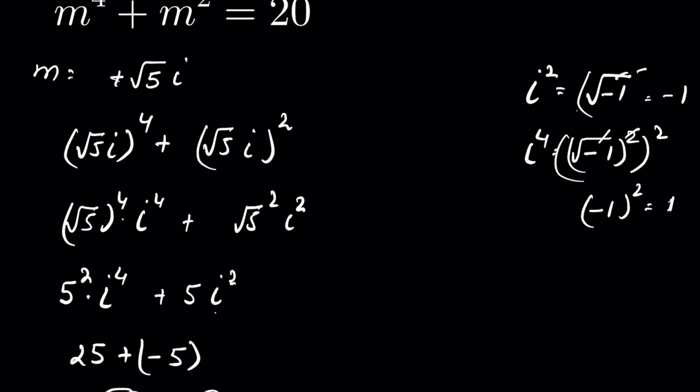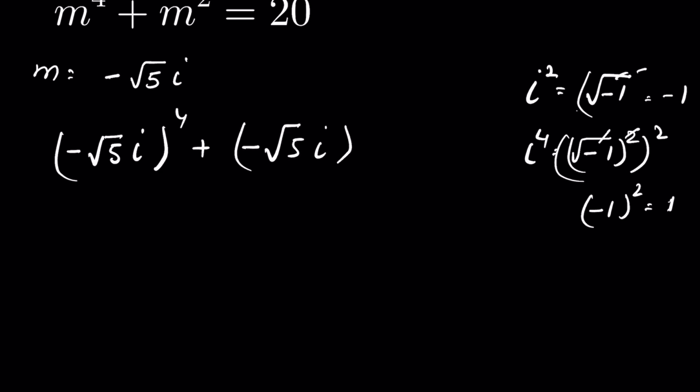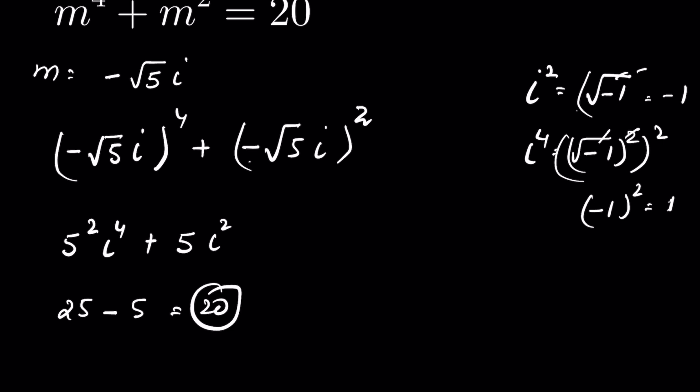Now when m is minus square root of 5 times i, so it is minus square root of 5i to the power 4 plus minus square root of 5i to the power 2. So again it is 5 square i to the power 4, minus again is positive, plus 5 i square, minus becomes positive, minus is squared and i square is negative, so it is 25 minus 5. Therefore these are the values for m.